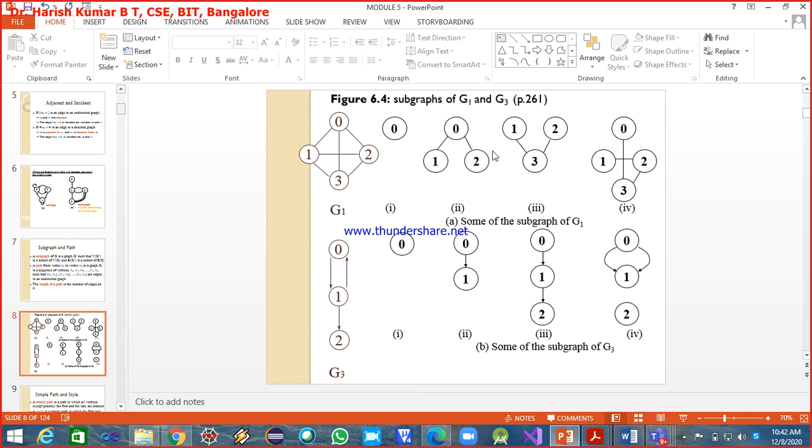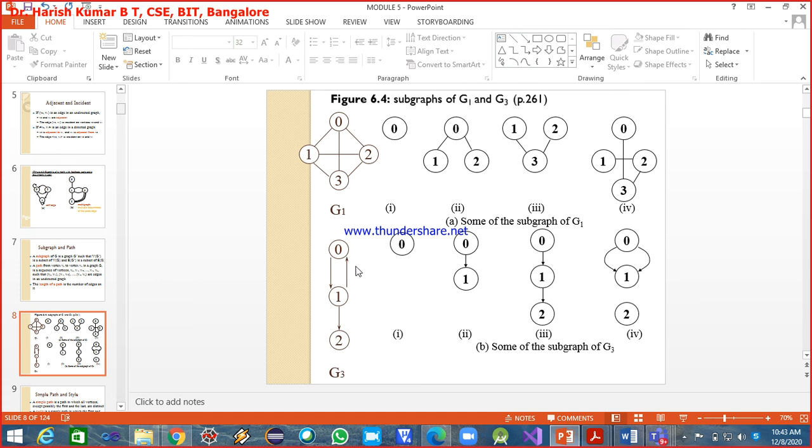Why is it a subgraph? Because we have 0, 1 and 2 as the nodes here, which are a subset of the vertices present inside the main graph. And the edges, if you take them, are again a subset of the edges present inside the main graph. This is another subgraph, and this is one more. You can still go on writing many more subgraphs, and for example purposes we have written this many here.